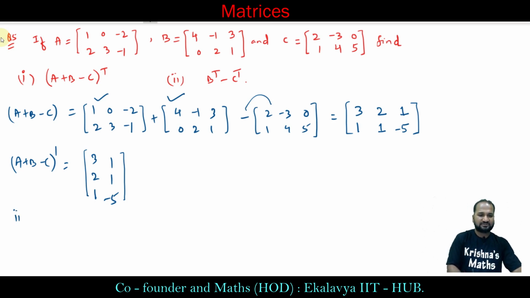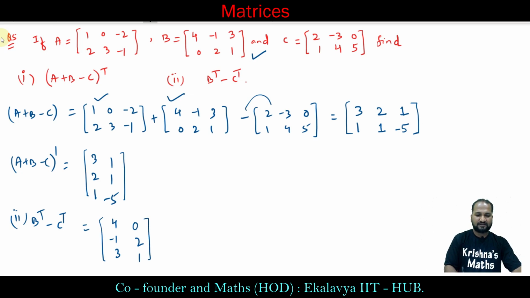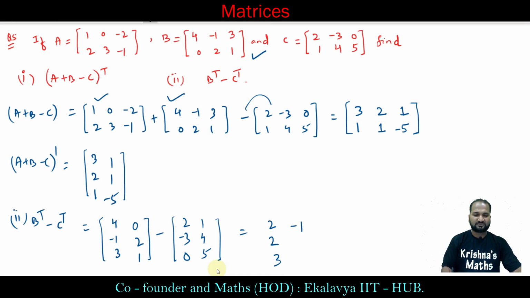Now the second part. What is the second part? B transpose minus C transpose. What is B transpose? Interchange the rows and columns of B. So this is 4 minus 1 3 and 0 2 1. This is B transpose minus C transpose. Interchange the rows and columns of C: 2 minus 3 0 and 1 4 5. Now 4 minus 2 will be 2 and minus 1 plus 3 will be 2. 3 minus 0 will be 3. 0 minus 1 is minus 1. 2 minus 4 will be minus 2 and 1 minus 5 is minus 4.